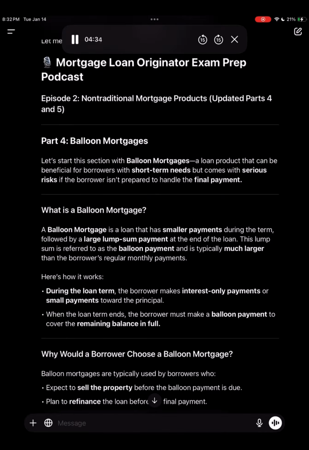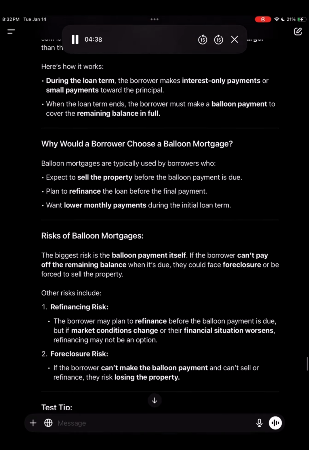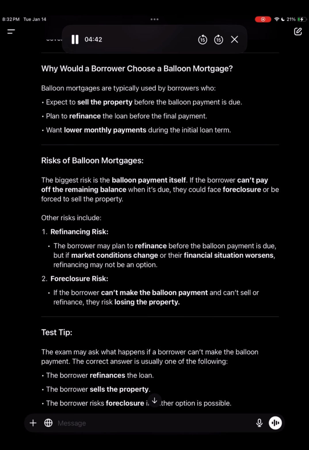Why would a borrower choose a balloon mortgage? Balloon mortgages are typically used by borrowers who expect to sell the property before the balloon payment is due, plan to refinance the loan before the final payment, or want lower monthly payments during the initial loan term.